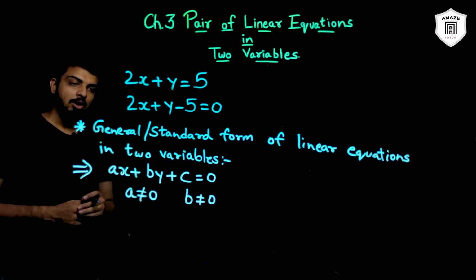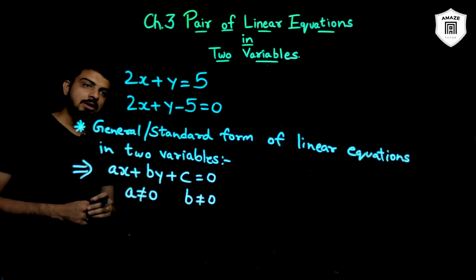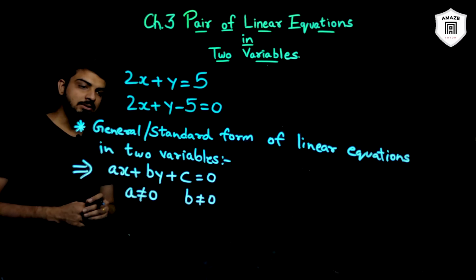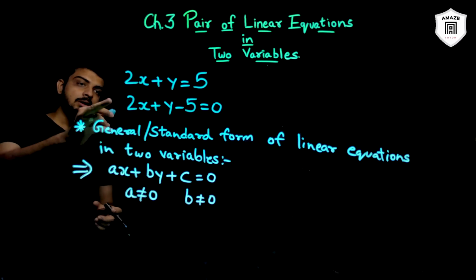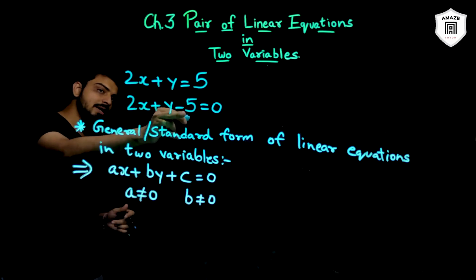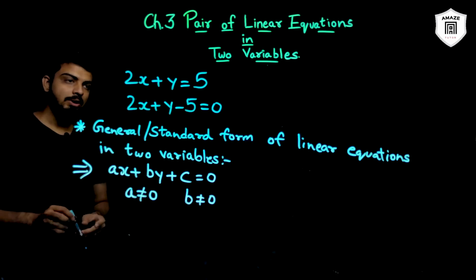Now let's see some more facts about the linear equation in two variables, okay? And I'm going to pick up the same equation 2x plus y minus 5 equals to 0. So now let's see what we are getting.